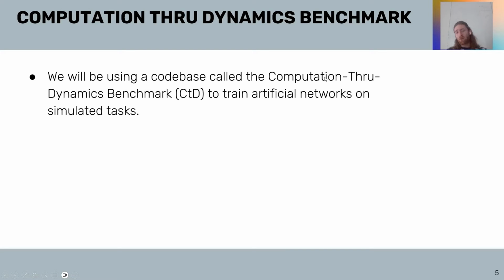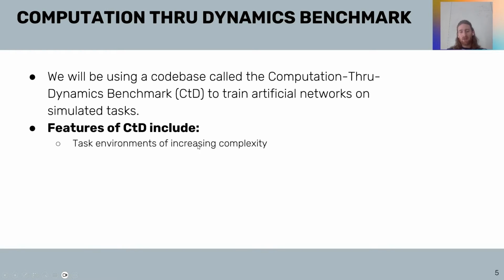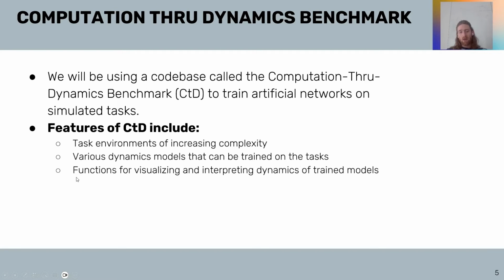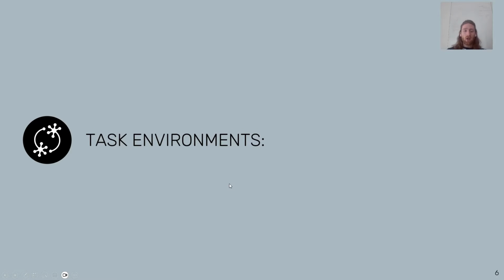To help make these comparisons more concrete, I've developed with some collaborators the code package known as the Computation Through Dynamics Benchmark. It is essentially a toolbase that allows us to train artificial networks to perform simulated tasks. At a high level, the features include task environments of increasing complexity, various dynamics models that can be trained on those tasks, functions for visualizing and interpreting the dynamics of these models, and metrics for evaluating the similarity. Now I'm going to talk a bit about the task environments that we have provided for you.